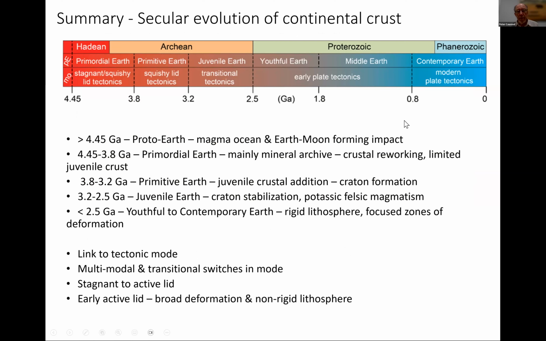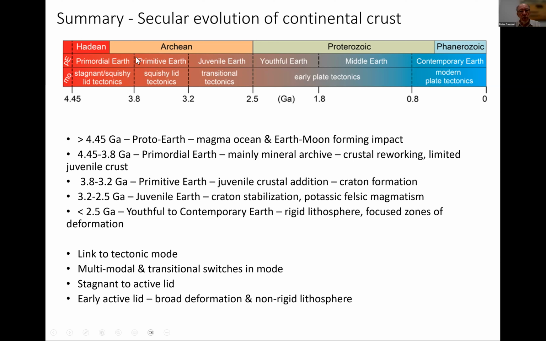In that paper that I mentioned at the beginning of the talk, we divide the Earth into a number of periods. The proto-Earth prior to the moon-forming impact, then from 3.45 to 3.8, what I refer to as the primordial Earth. And this is based on that mineral archive I showed in a previous diagram, where there is evidence for widespread crustal reworking, but limited evidence for juvenile crust. All right, so that's the key feature.